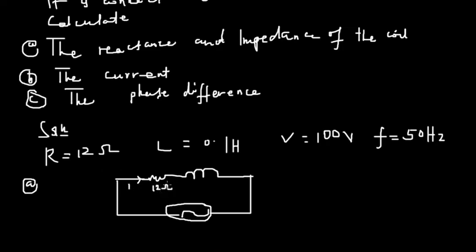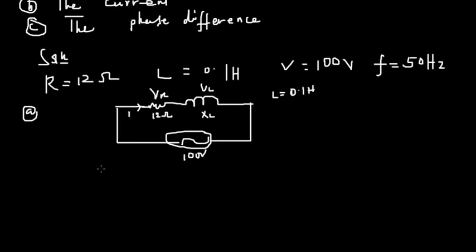We have our current, we have 50 hertz, and then we have our voltage source of 100 coming in. So we have a certain VR, and then VL, and XL, but we already know we've been given only L, that's 0.2. Okay, so let's see how we go about this solution.